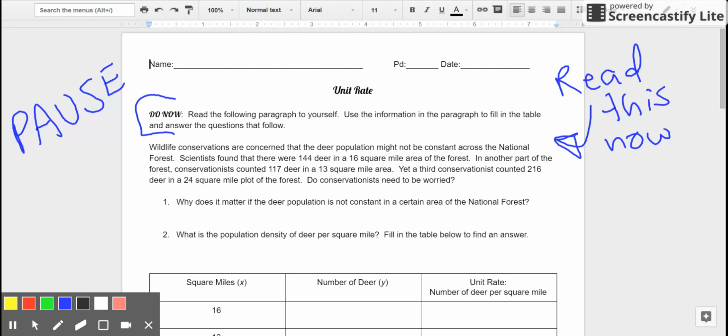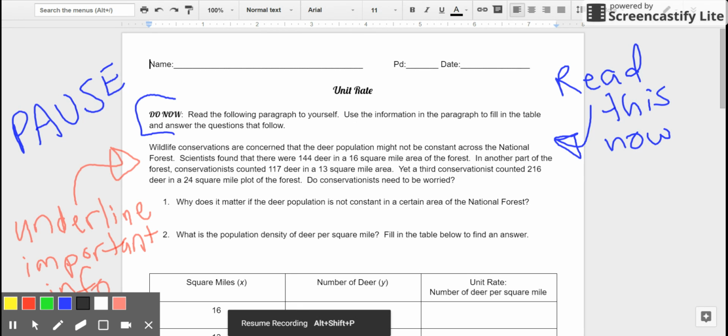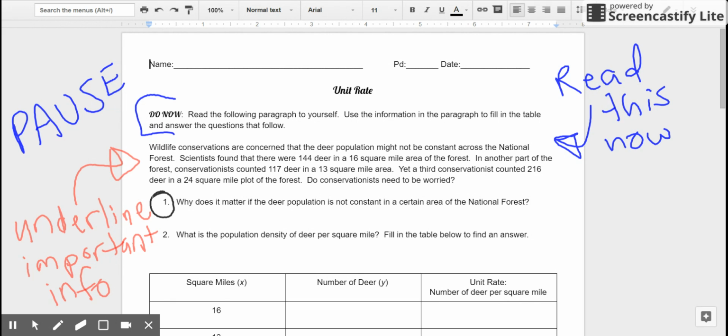Make sure you've underlined the important pieces of information in that text. Number 1 asks, why does it matter if the deer population is not constant in a certain area of the national forest? Pause the video and answer this question right now, please.